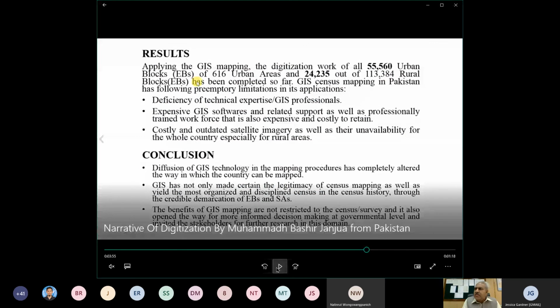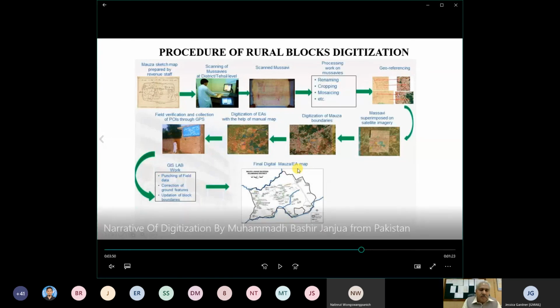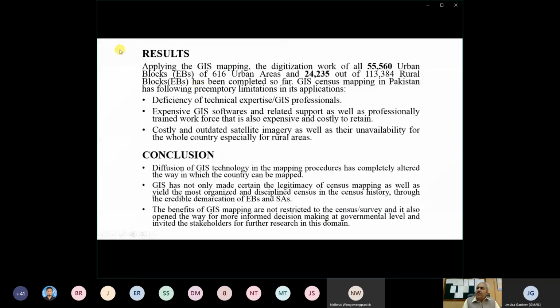Next step is field verification, that is collection of POIs with the help of GPS. And then lab work. And finally, we get the digitized rural blocks. These are the results of applying GIS mapping. The digitization of all urban areas, that is 616 urban areas in Pakistan, has been completed. And we have completed about 20% digitization work of rural areas in Pakistan.